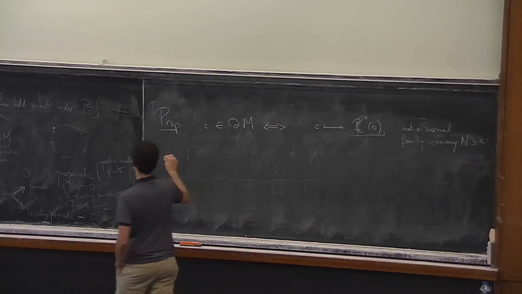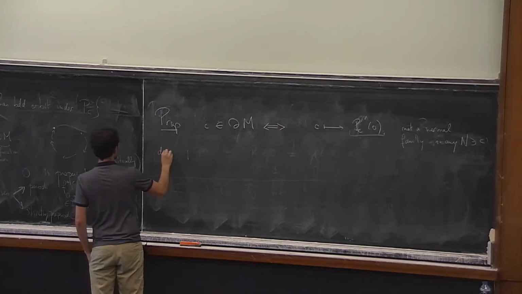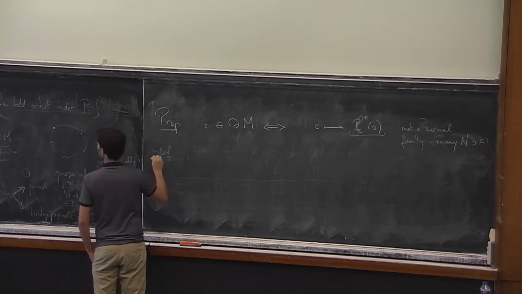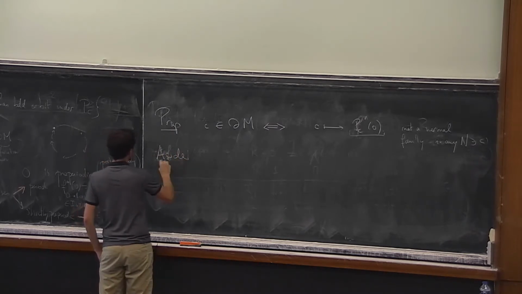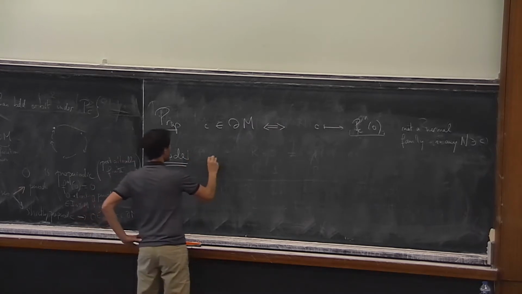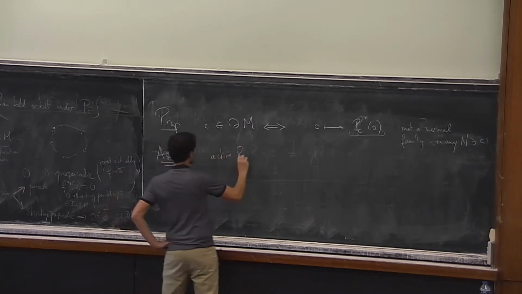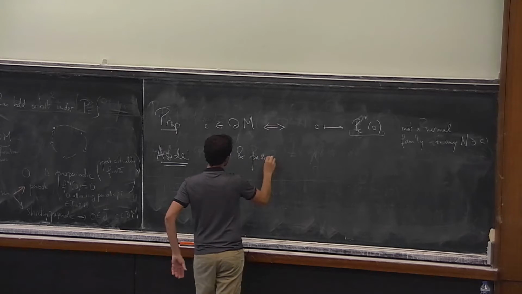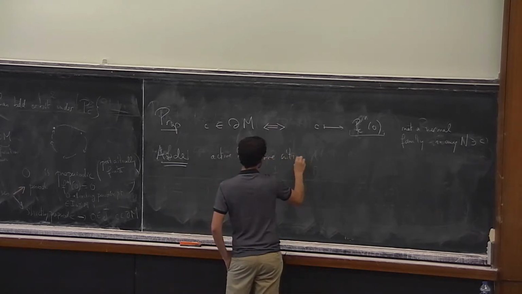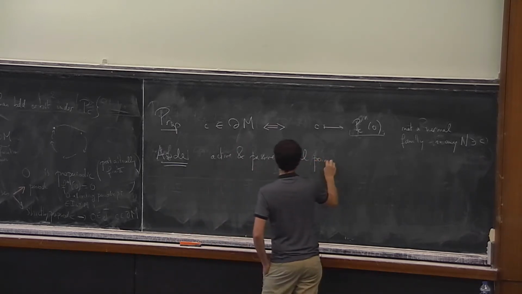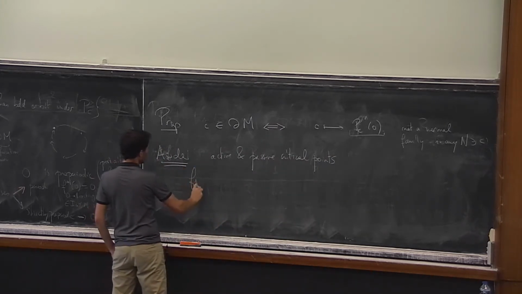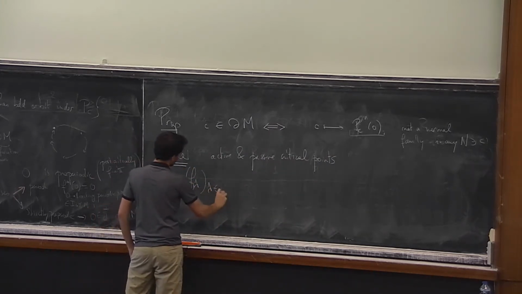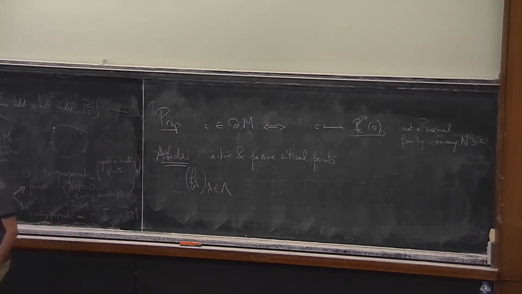OK, so let me make a definition. So let's go back for a moment. So a new section, maybe. There's an aside here. There's a notion of active and passive critical points. So here I go back to the general setting of a holomorphic family of rational maps.